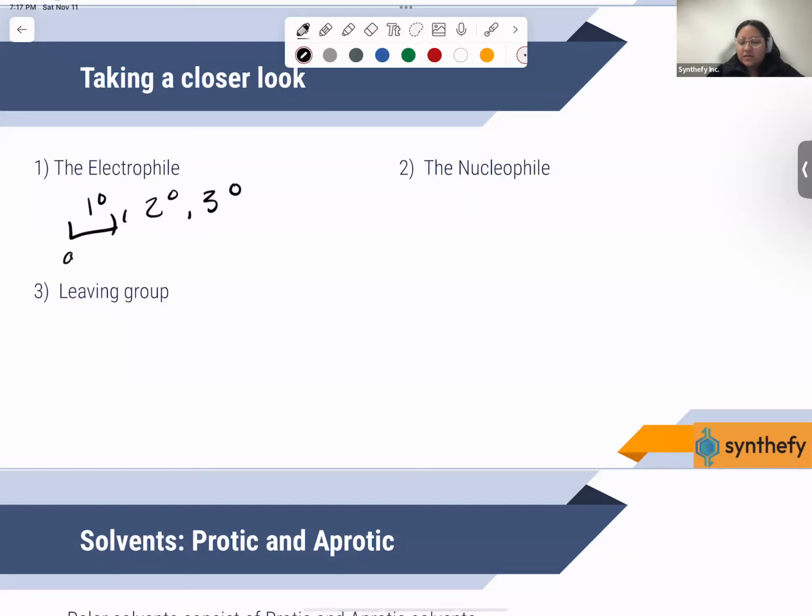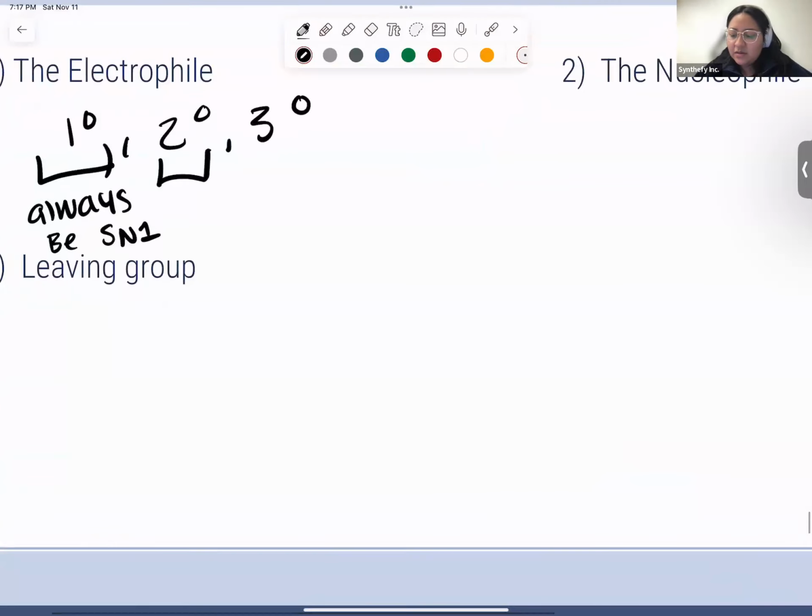Primary will always be SN2. Secondary depends, usually SN2. It really depends on what you're working with. If you start with a secondary carbocation, you can have a hydride shift and turn it into a tertiary. You started with a secondary, but you could turn it into a tertiary. So it depends on the molecule that you're looking at, but it's usually SN2.